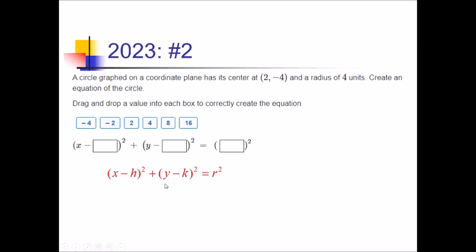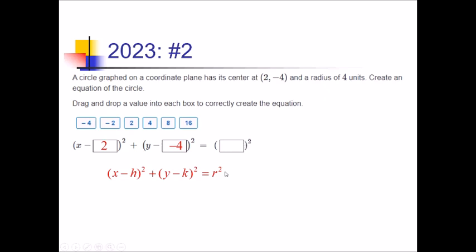So this is telling us what to put into each of these boxes. h and k are the x and y value of the center of the circle. So for the h value here, since my center is (2, -4), I want 2 to go in there. And then for my k value, that's the y value of the center, this is already a minus, so let's put -4 there. And now finally, this last one, we got to be careful.